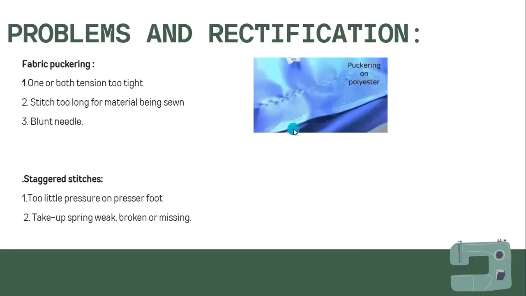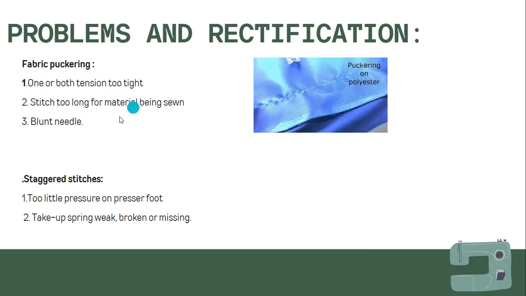Then fabric puckering. This is called fabric puckering, and it might be very commonly seen. The fabric becomes puckered because the tension is very high. It is usually common for polyester and satin materials, etc. You have seen in different satin materials that this puckered appearance can be seen. So what is the possible reason? One or both tensions are too tight, that is, maybe the upper thread and the lower thread tension may be high.